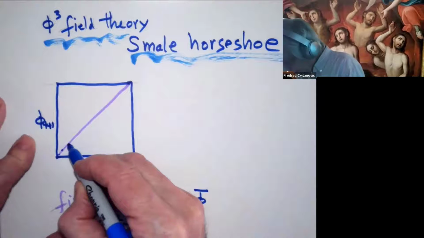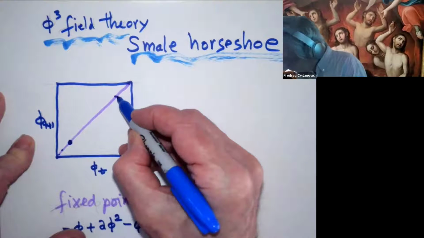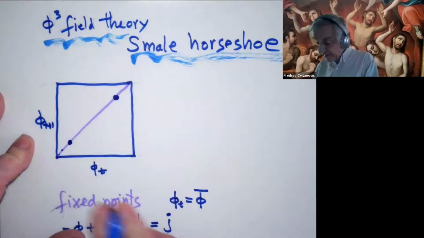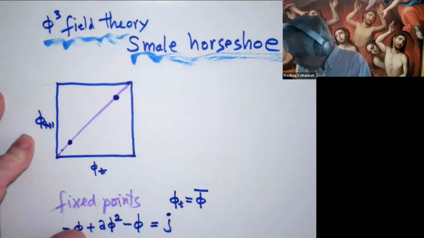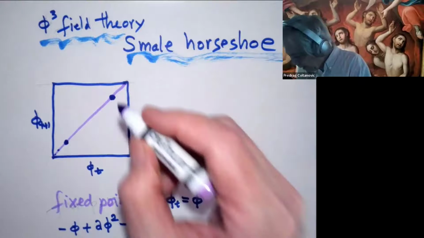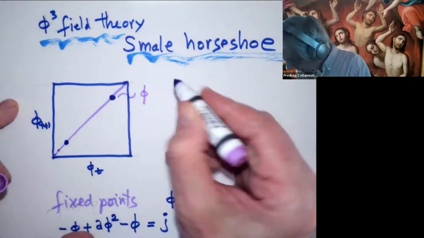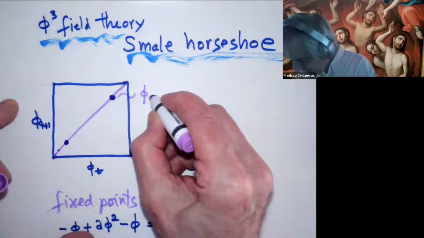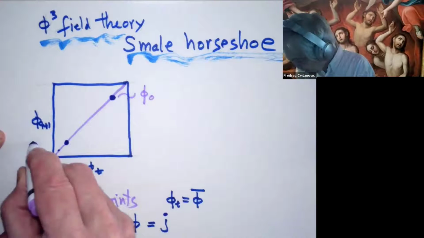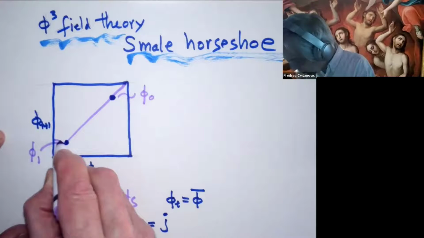But we worked it out and we find out that there are two fixed points. One is here, one is there. So again, these are fields, these are not some kind of coordinates. And these fixed points, they have names. So this one is conventionally called phi 0, in our conventions, other people can do other stuff. There are two of them.